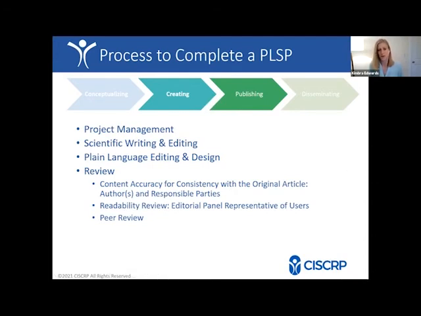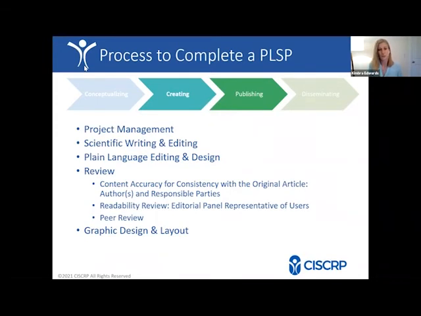So primarily between the authors and responsible parties on the sponsor's end, to really make sure that the content is accurate and consistent among the original article and the PLSP. It's also a collaborative effort with our editorial panel of representative users who review the PLSP for understandability. This editorial panel is an external panel made up of patients, patient advocates, and members of the general public, who represent our target audience and can highlight areas of possible confusion that we might have overlooked.